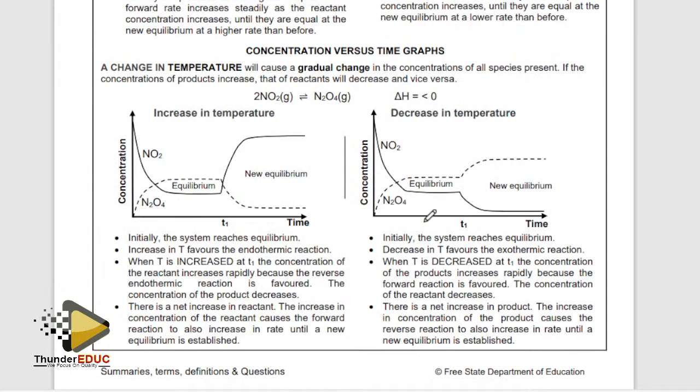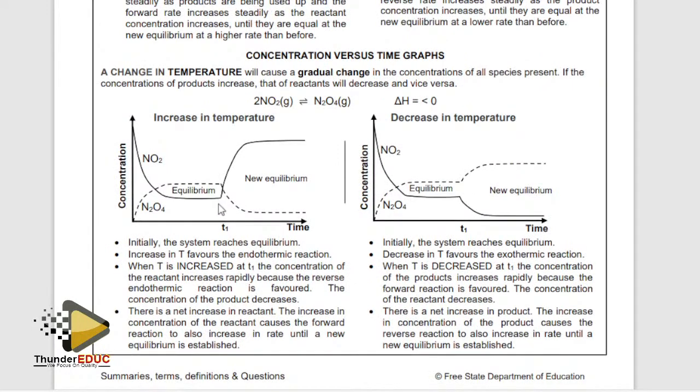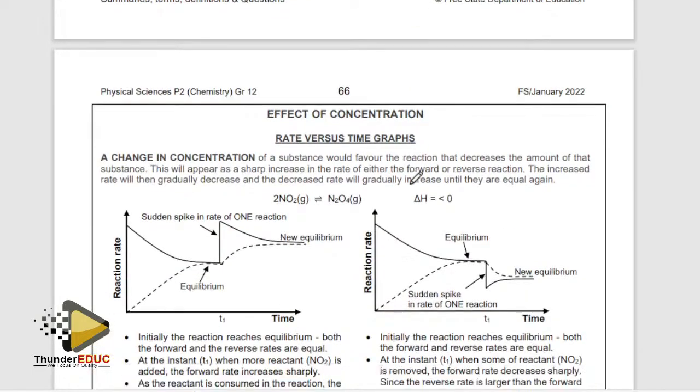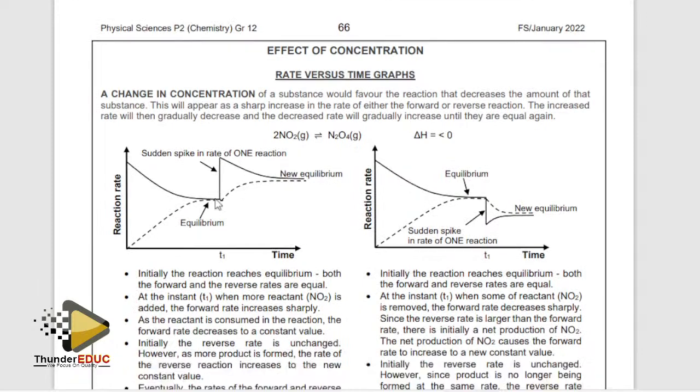So check how temperature affects. Just check how the shape of the graph looks. It is not sharp. It is not straight. It is bending. Check how it looks. While in the case of the concentration, it has a sharp spike. It means that either you have added or you have decreased.